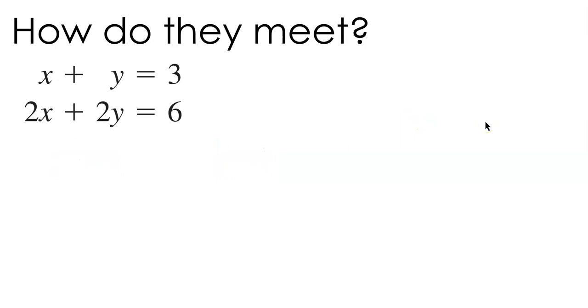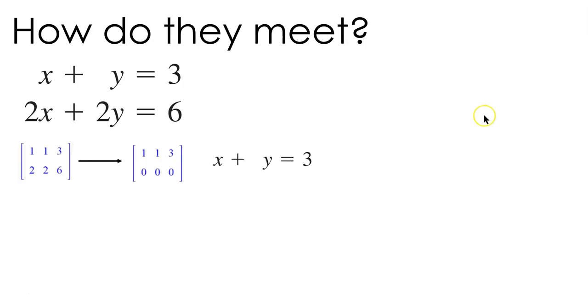Check out this example. We have x plus y equals 3, 2x plus 2y equals 6. Matrix for this is 1, 1, 3, 2, 2, 6. Second row is a multiple of the first one. That should be a giveaway that it is the same line. When I put it in reduced row echelon form, the second row is gone. All I have is a top row, which is the same as the first equation. So these 2 lines are the same line.